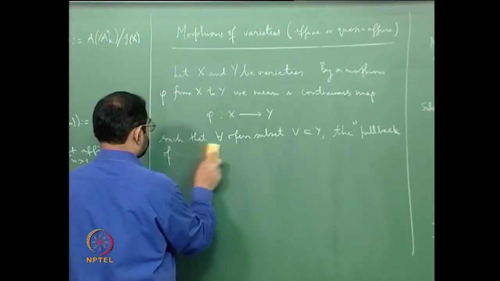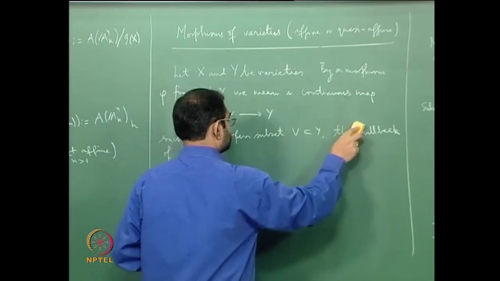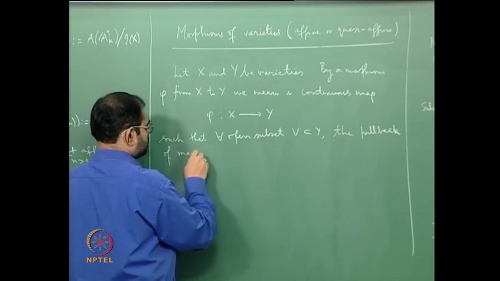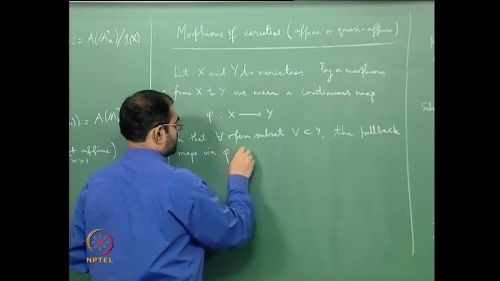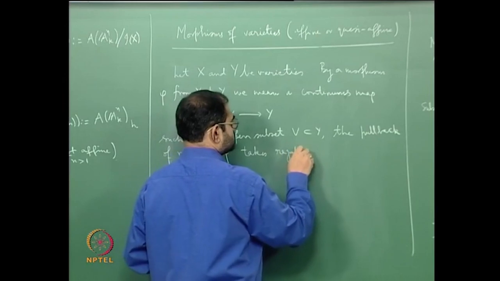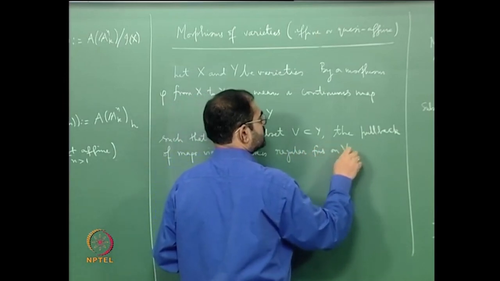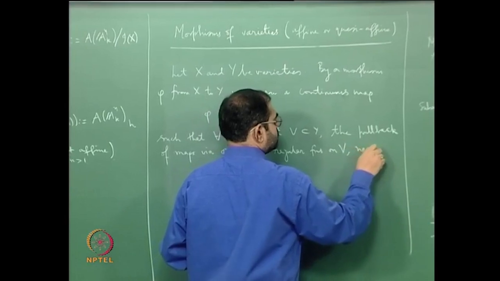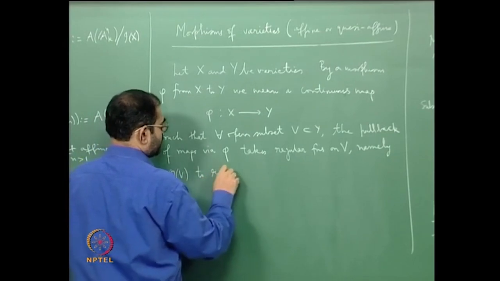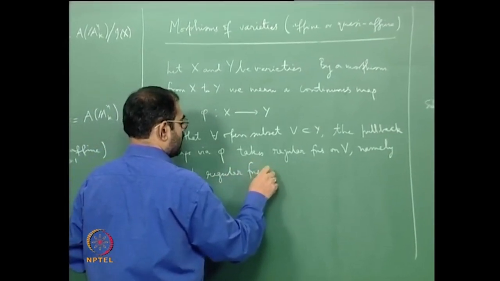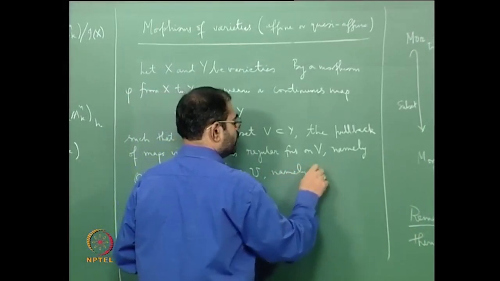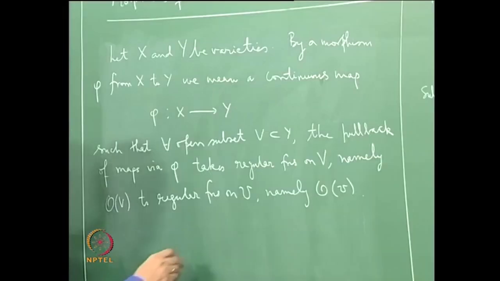I should say the pullback of maps via phi takes regular functions on V, namely OV, to regular functions on U, namely OU. So the diagram is like this.